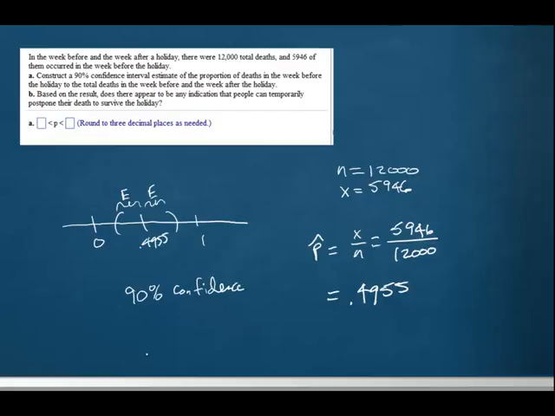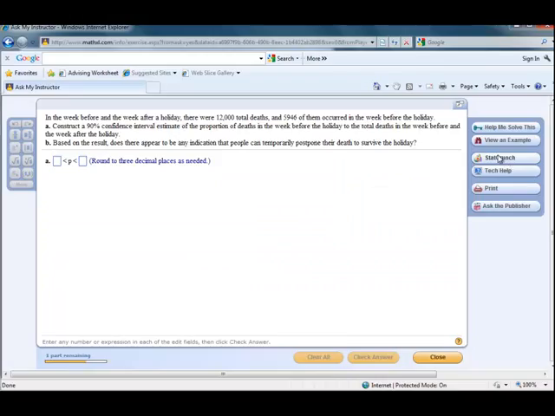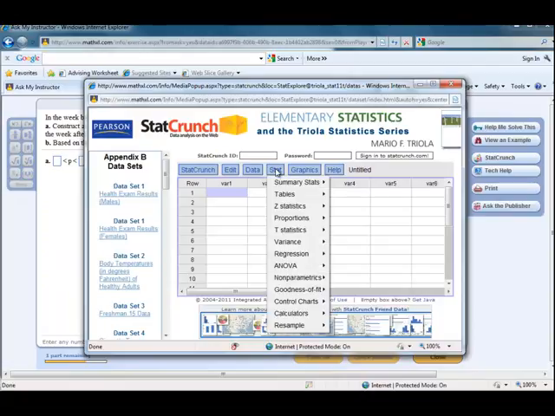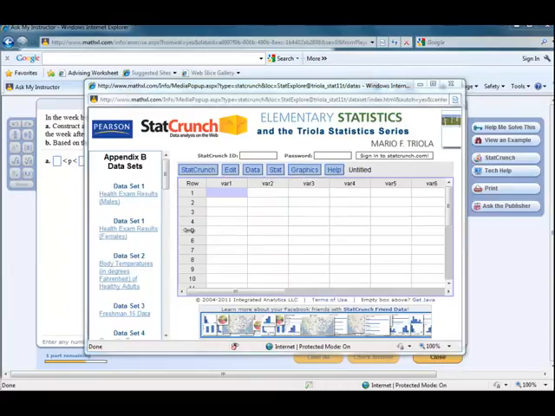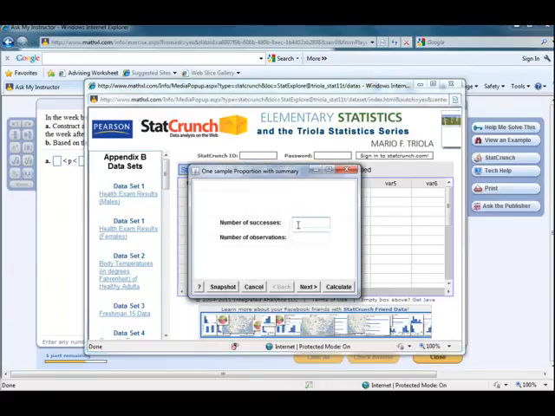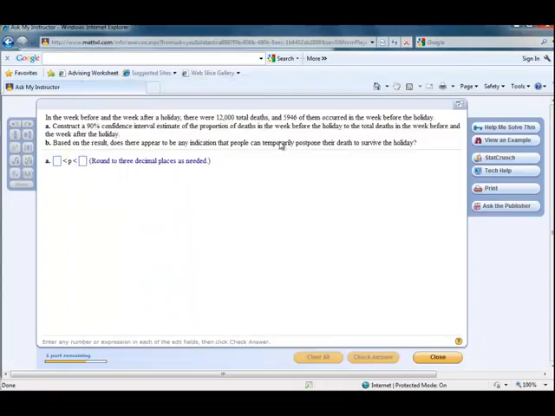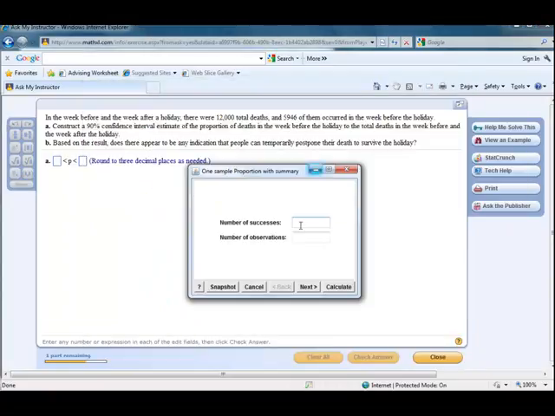We can get Statcrunch to do this for us very nicely. We'll push Statcrunch, stat, proportions, one sample with summary. The number of successes, and we're told that in the problem, is 5946. The number of observations that we're told is 12,000. We want to do a confidence interval, and we want to have 90% confidence. So we'll hit this confidence interval radio button, and then at level put 0.90. And then we'll hit calculate.